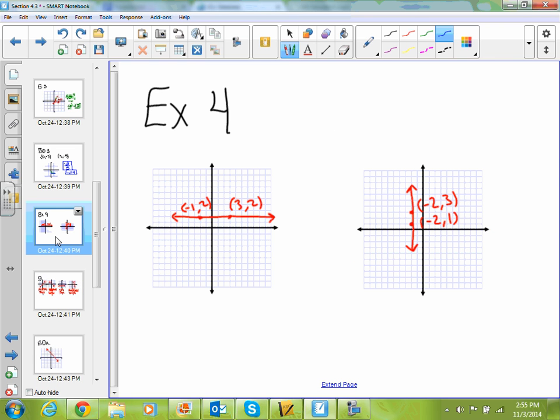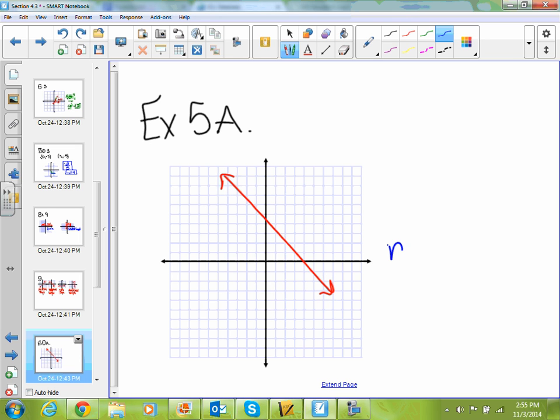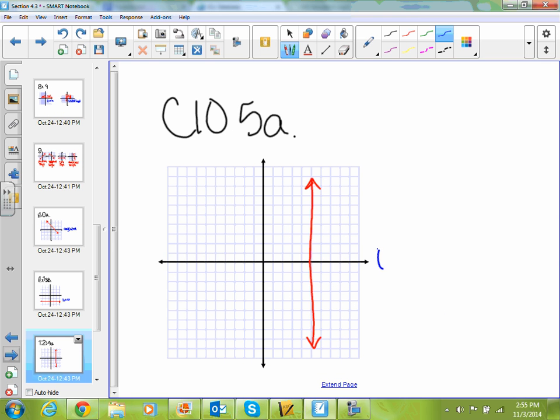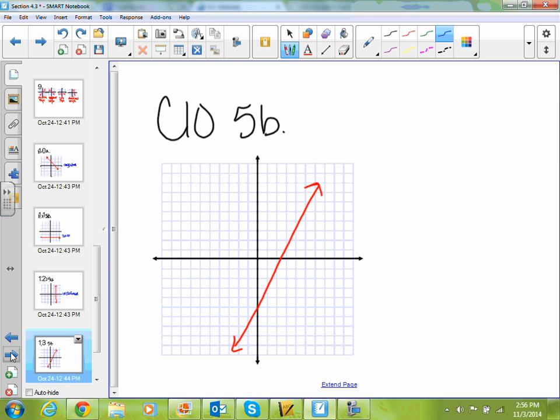So if I want to find the slope of this line, what would be the slope of this line? 0. Okay, and this one? Undefined. Perfect. Okay, we're going to do a few more of those. So what's my slope of this one? Negative, because it's going down. Okay. And that one? 0. And this one? Undefined. And not like this one. Positive.